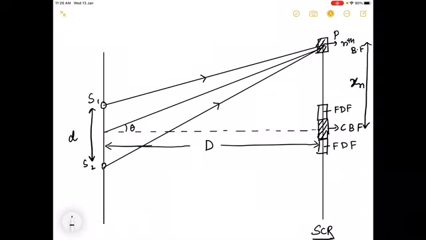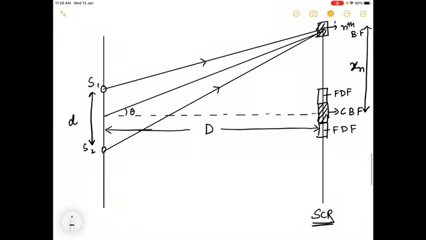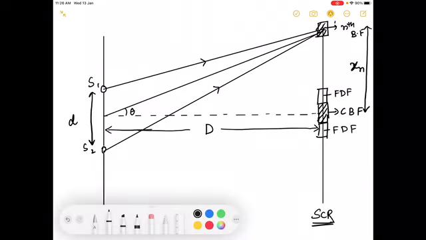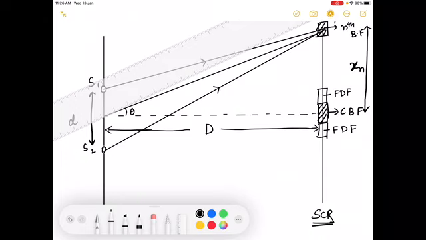That's why you are seeing the bright spot, right? If you are seeing the bright spot, there must be a path difference, right? There must be a path difference. Very similarly, let me write down the path difference.